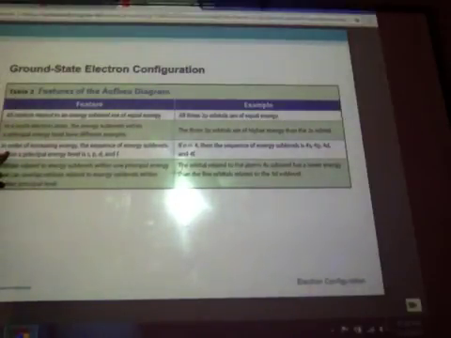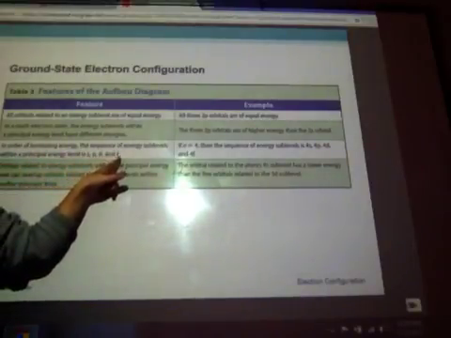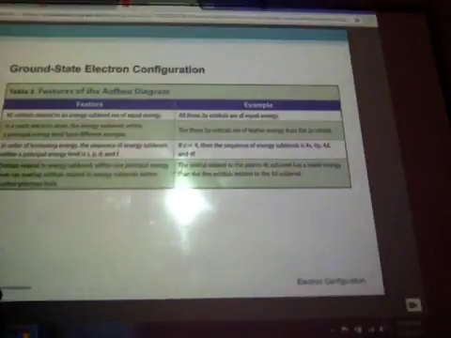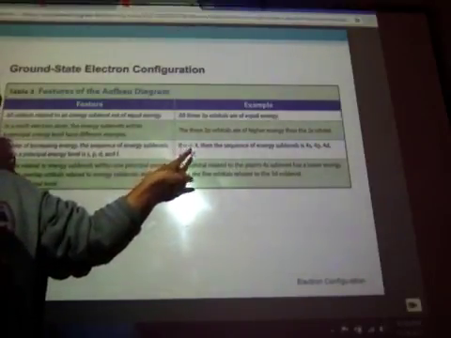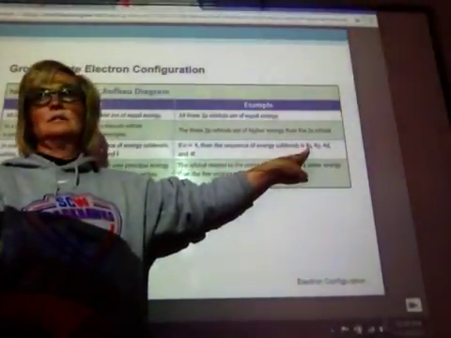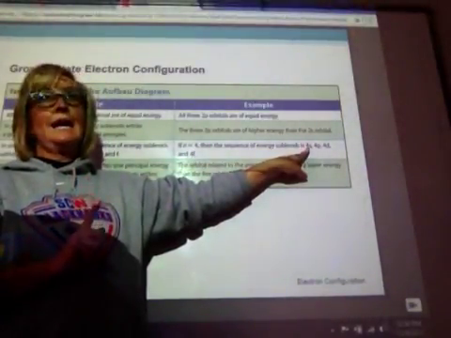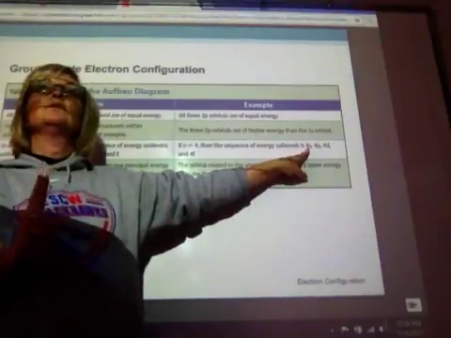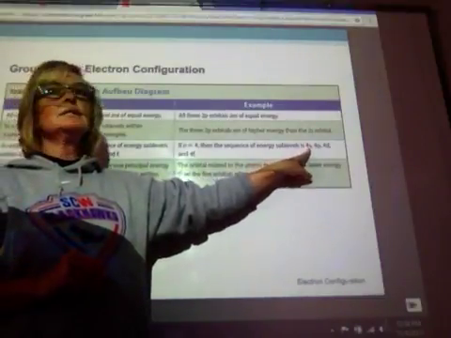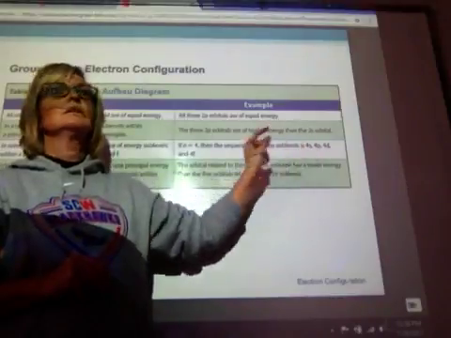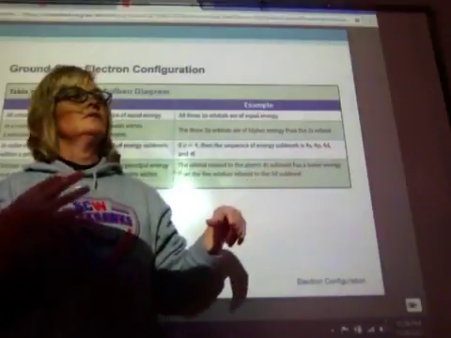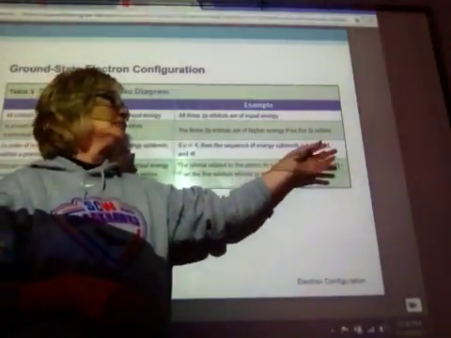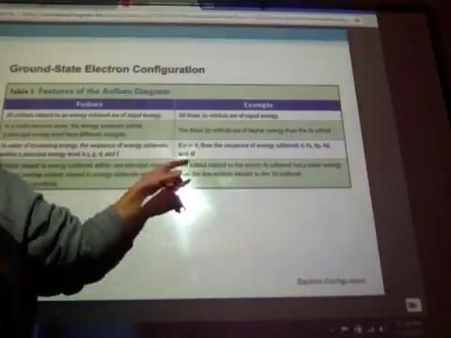If I look at increasing energy, the sequence is S, P, D, and F, and we'll talk about that. If you look at your energy level 1 at the bottom, there is only an S, because 1 can only have 1 sublevel. If you look at 2, there's a 2s and a 2p. If you look at 3, there's a 3s, 3p, 3d. If you look at 4, there's 4s, 4p, 4d, 4f.